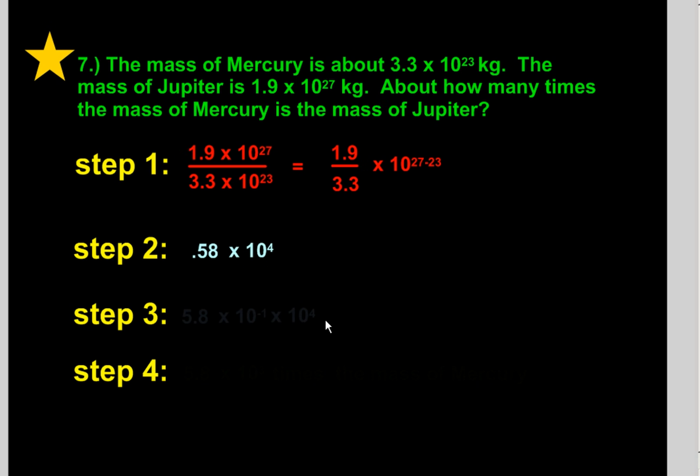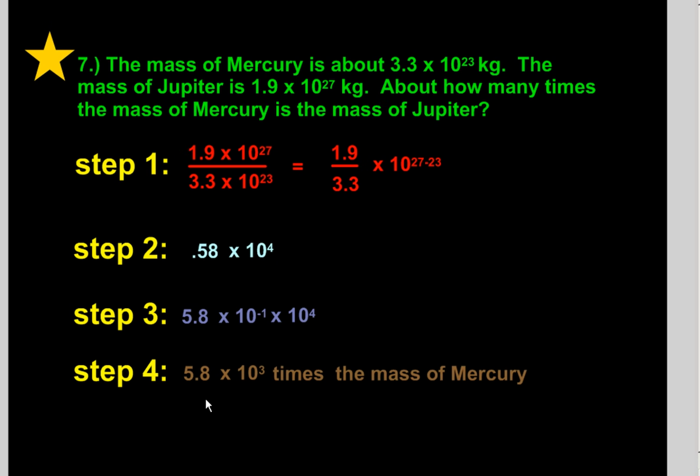And the way that we do that is by shifting the decimal one place in, thereby making it 5.8, and we have to multiply it times 10 to the negative 1 times 10 to the fourth. And if we go ahead and do our addition, because we're multiplying now, if we add those two exponents, we get 5.8 times 10 to the third times the mass of Mercury.